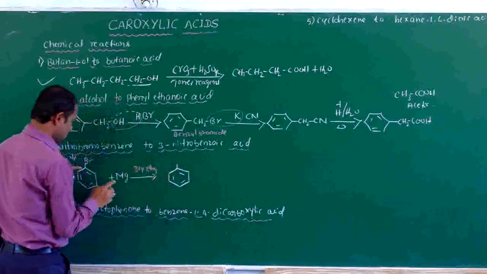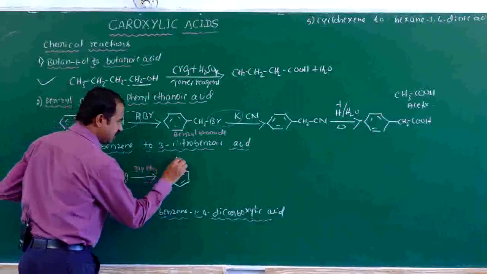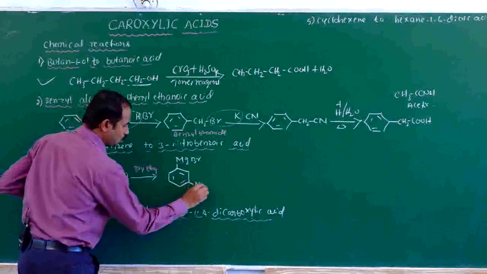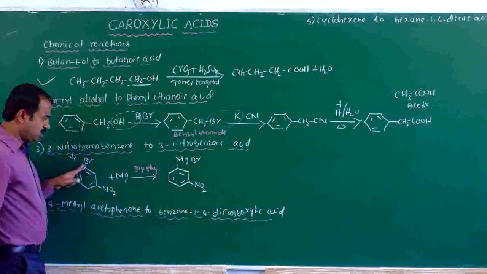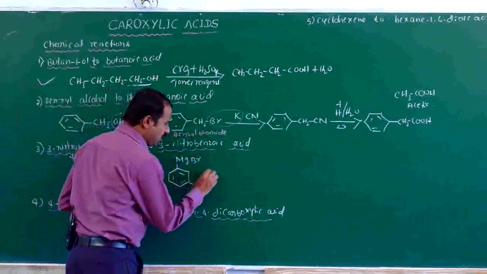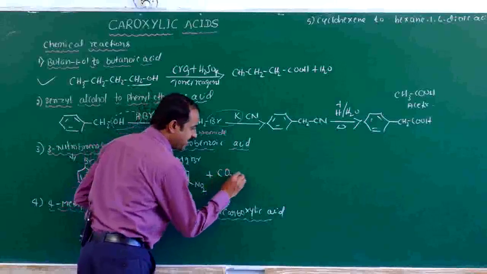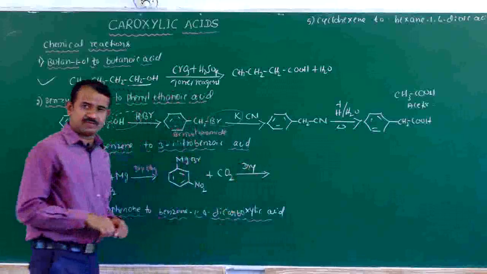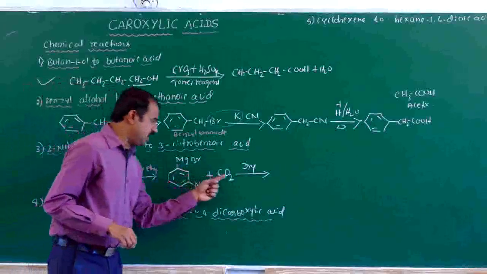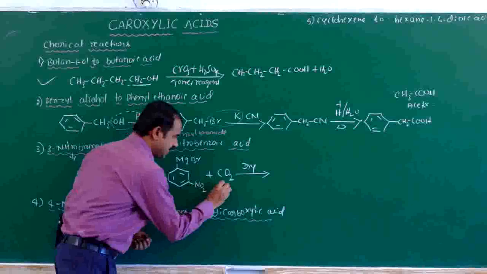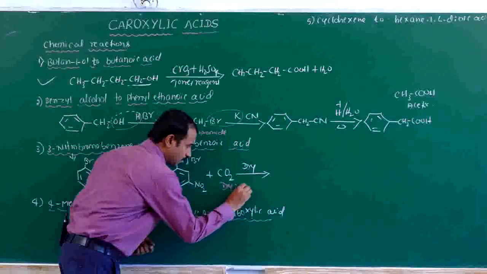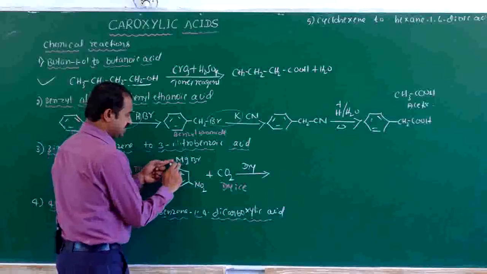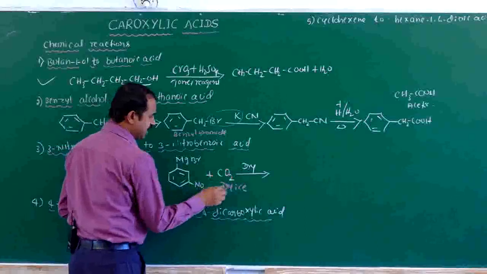Here magnesium is attached here, MgBr, NO2, the Grignard complex. When the Grignard complex reacts with carbon dioxide in the presence of dry ether or carbon disulfide, carbon dry ice, this is dry ice, solid carbon dioxide. When the solid carbon dioxide reacts, it is an electrophilic substitution reaction.